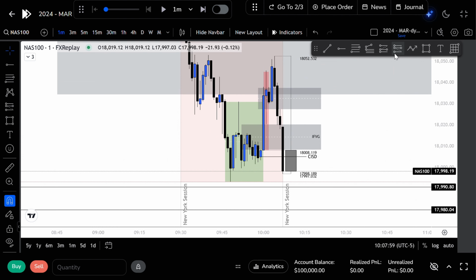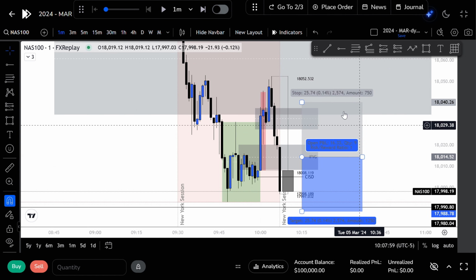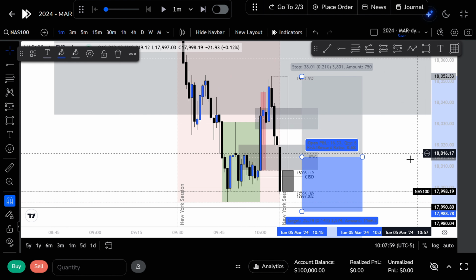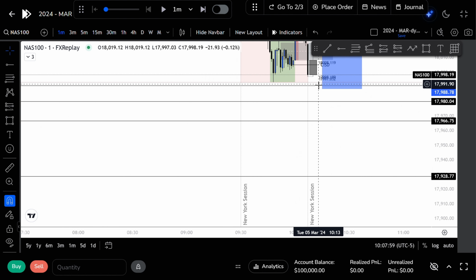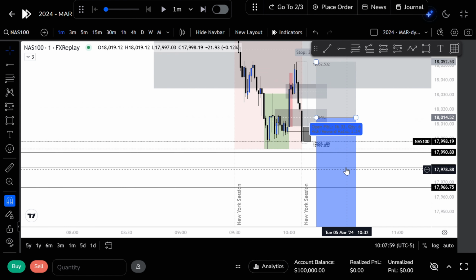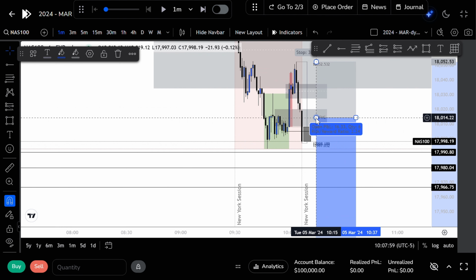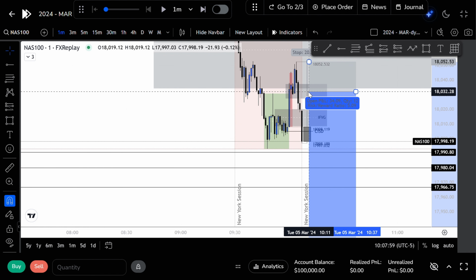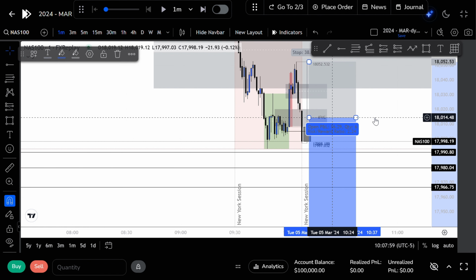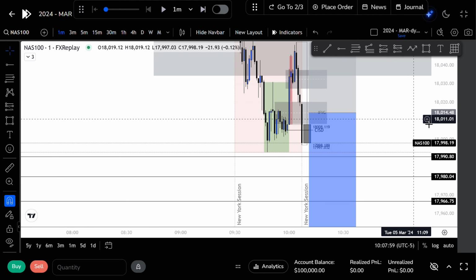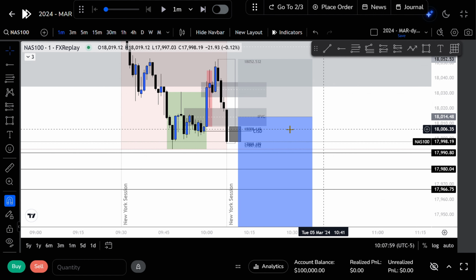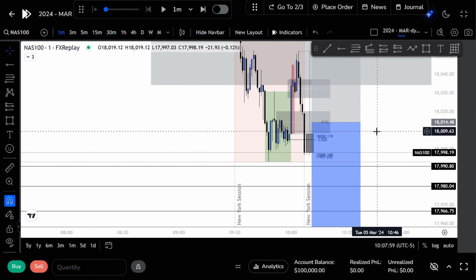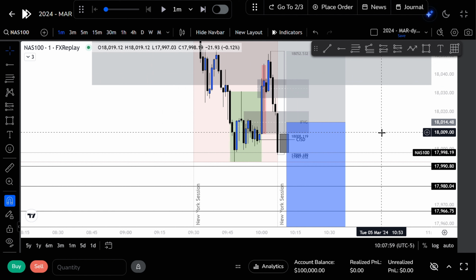Now, I want to see a pullback either towards this inversion fair value gap, or to target these lows. So I got it 1 to 2, so it is good, or maybe towards even right here. But for now, I won't be setting limits because I never put limit orders on the power 3. So let's just check at the manipulation. What happens?